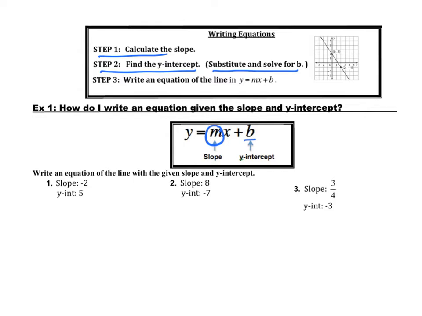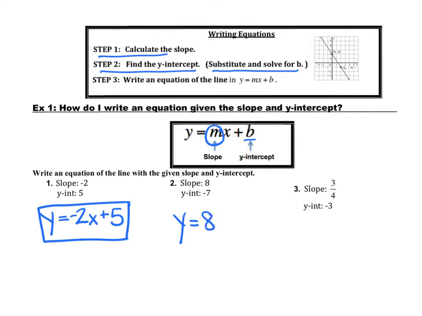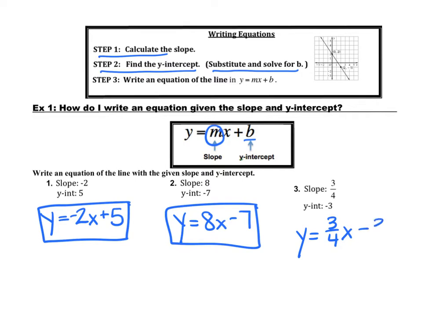So these we're going to simply just take our y is equal to, if we know that our slope is -2, we're going to plug that in for our m, x, and then our y-intercept is 5. And there we have an equation written in slope-intercept form. For our second one, we have a slope of 8. So we have y is equal to, again, we're going to substitute the 8 in for the m, x, and then I have -7, so it's going to be -7 for our y-intercept. And our third one here, we'll have y is equal to 3 over 4, x, and then we'll have -3.